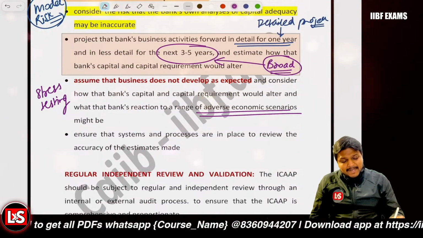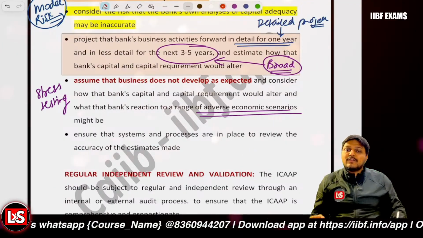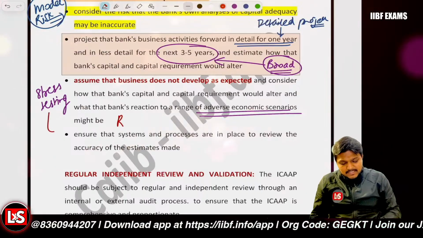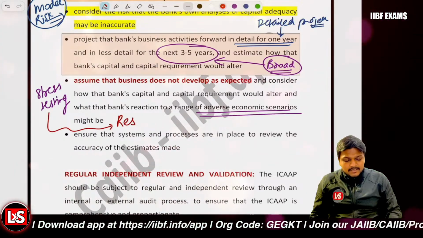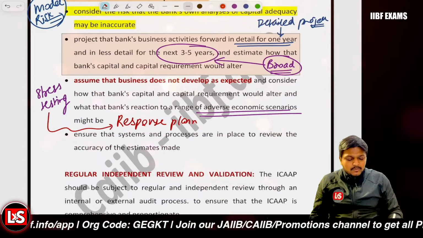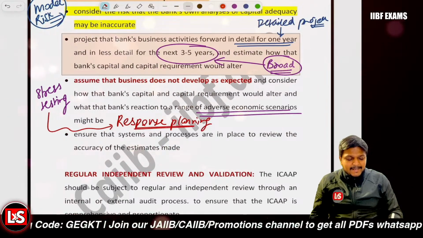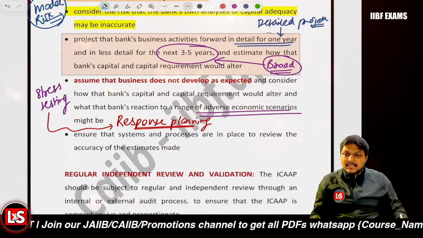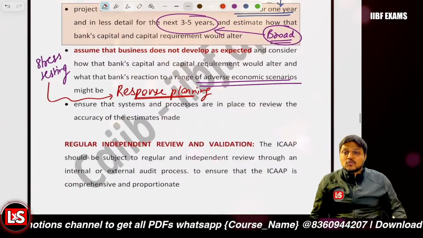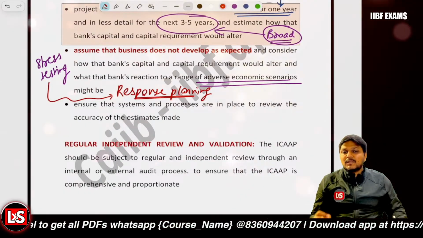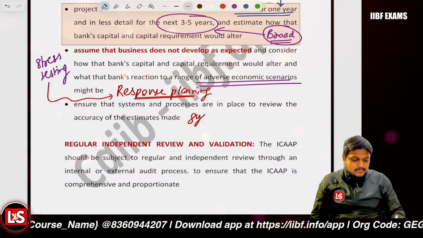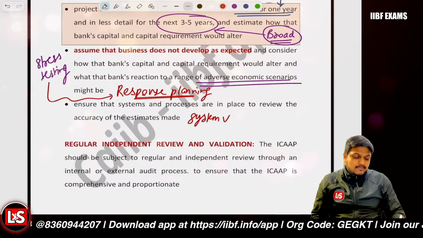And also we should be planning how we will be responding. Response planning: stress testing is done, and based upon the results we'll be doing the response planning, that is, what will be the impact on the capital, how we will come over that particular thing, and what will be the strategic response toward this stress. And also the proper system validation should be there. This is the last part, system validation.